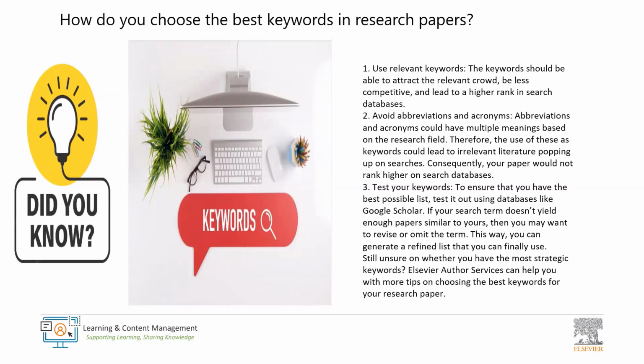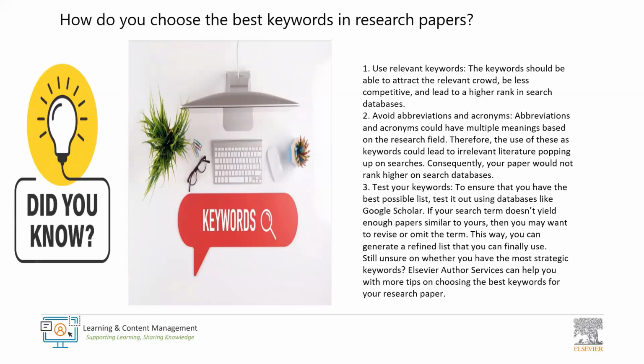Avoid abbreviations and acronyms. Abbreviations and acronyms could have multiple meanings based on the research field. Therefore, the use of these keywords could lead to irrelevant literature popping up on searches. Consequently, your paper would not rank higher on search databases.